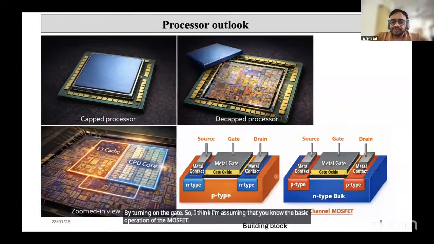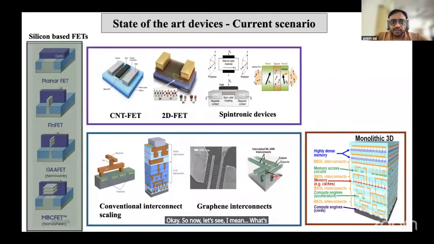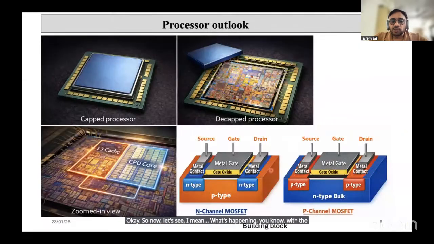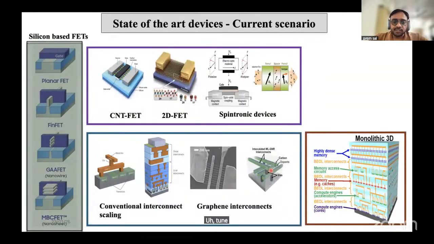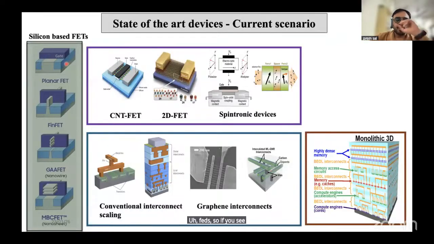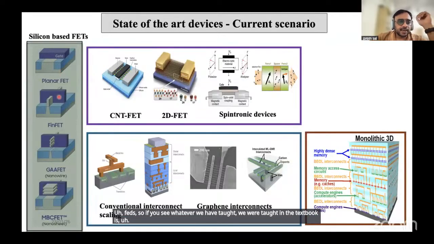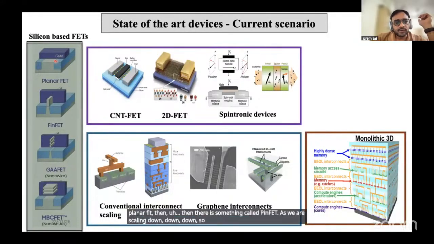Okay. So now let's see what's happening with the state of the art MOSFETs and what all we have achieved. I just want to show the current scenario of what is happening with silicon based FETs. Whatever we were taught in the textbook is the planar FET. Then there is something called FinFET. As we are scaling down, they don't know whether to push it up or not.